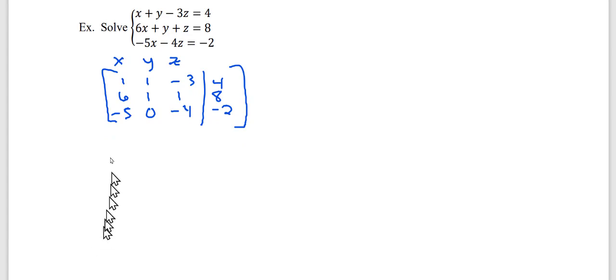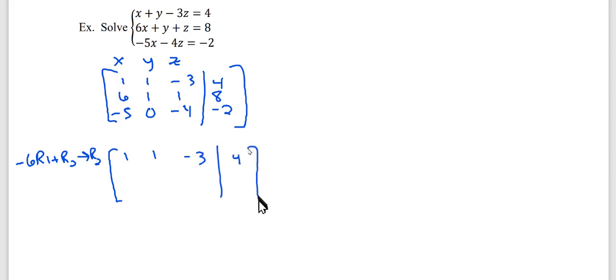I like the 1 in my top left. I am going to work to get the 6 and the negative 5 to be zeros. 6 being 0, I'm going to get that by doing negative 6 times row 1 plus row 2 and putting it in row 2. I do not want to change row 1 because I like that 1 that I have there.